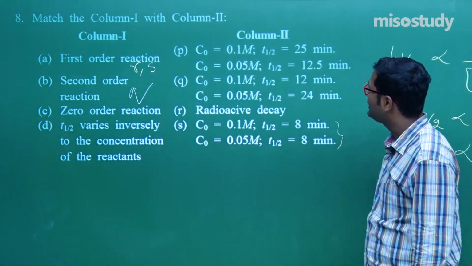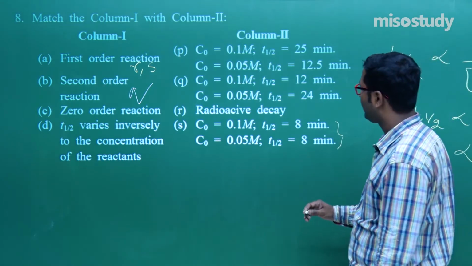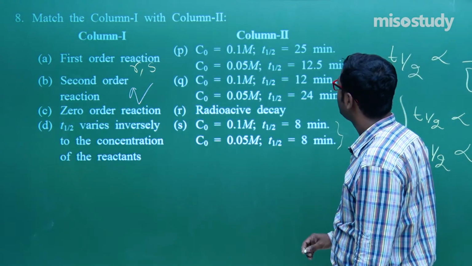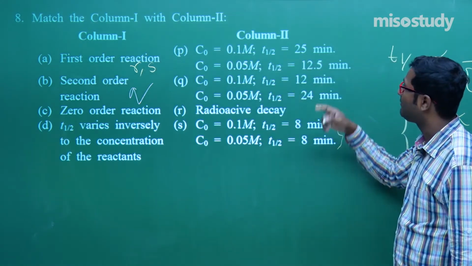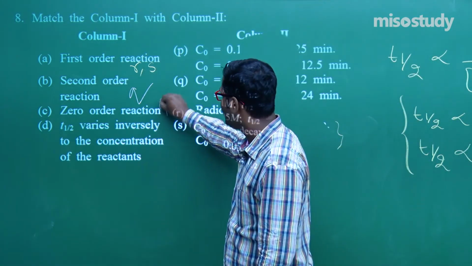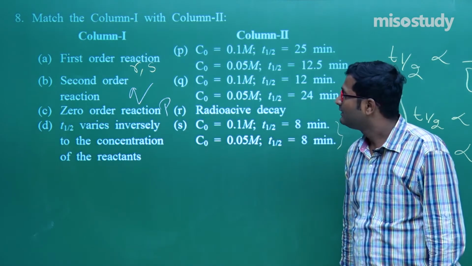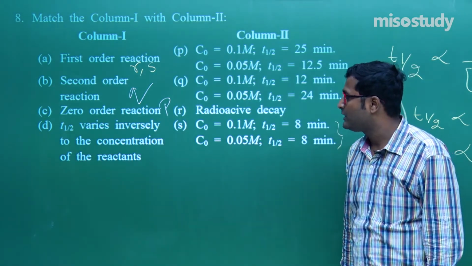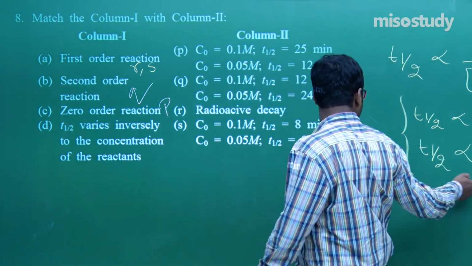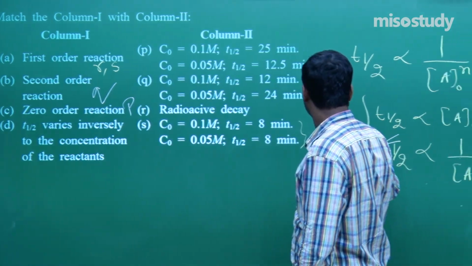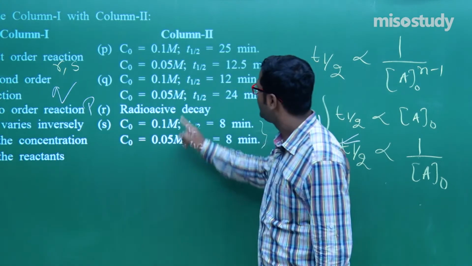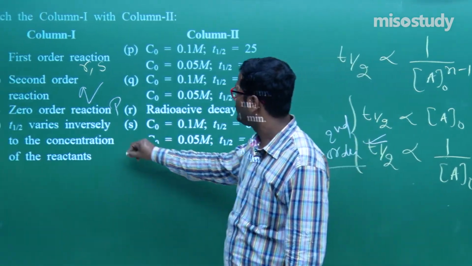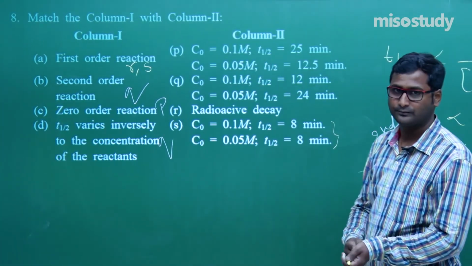Zero order reaction, directly proportional. If concentration decreases, T half also decreases. So for C, P is the correct option. Now for question D, T half inversely proportional to the concentration. This is the condition of second order. So second order, this represents Q.